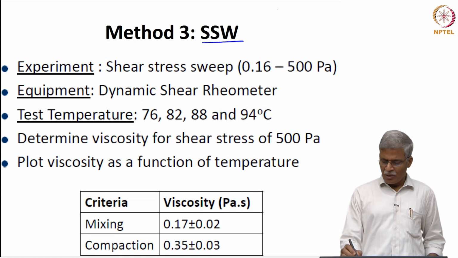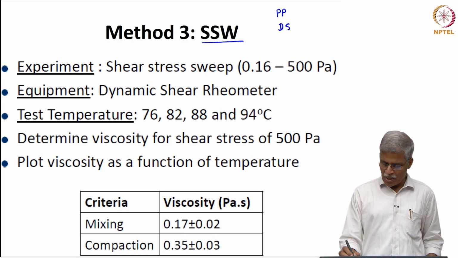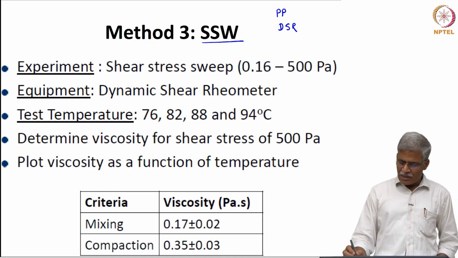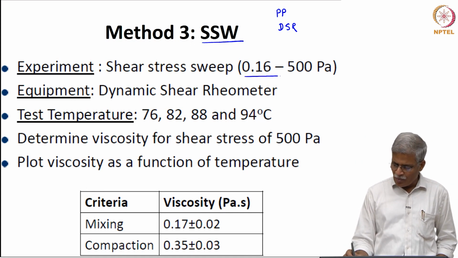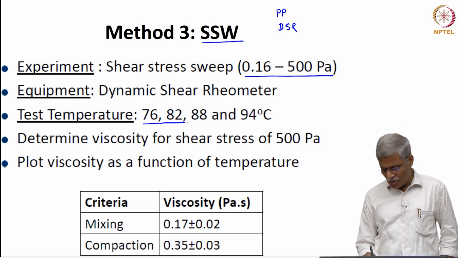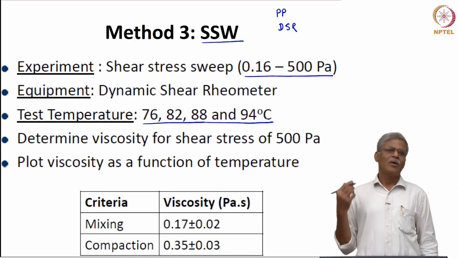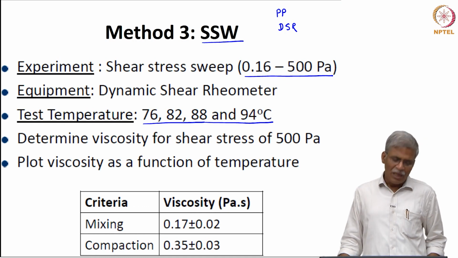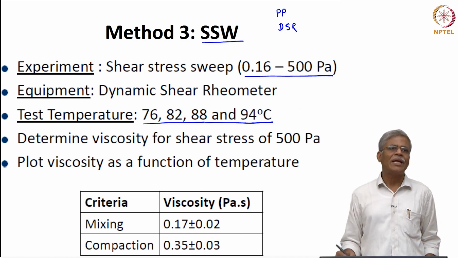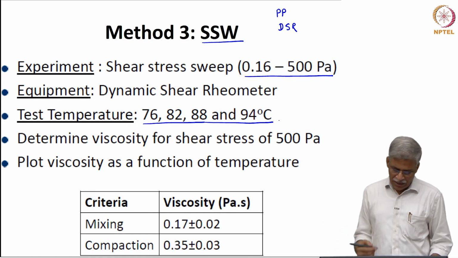sweep experiments. So, here you are going to use a parallel plate assembly and a dynamic shear rheometer, and the stress levels are going to vary from 0.16 to 500 pascals, at the temperatures that are prescribed. Now, if you recollect the discussion we had when we talked about performance grading, you will realize that all these temperatures are performance grade temperatures: 58, 64, 70, 76, 82, 88 and 94 degrees centigrade.